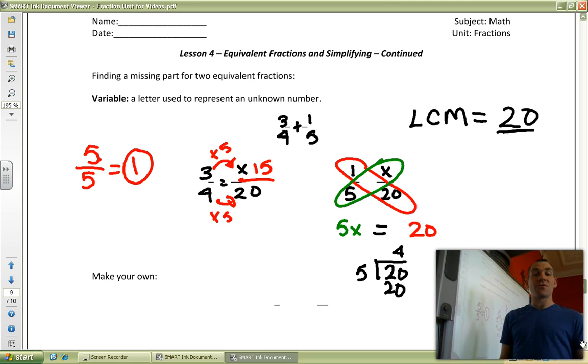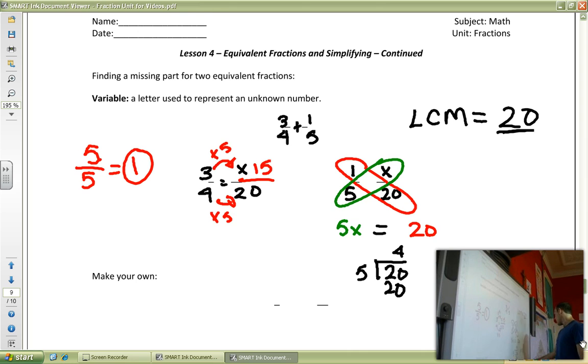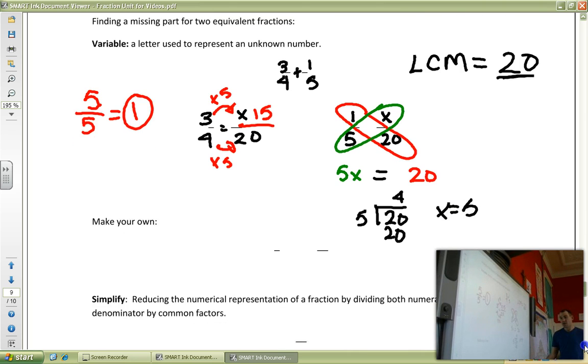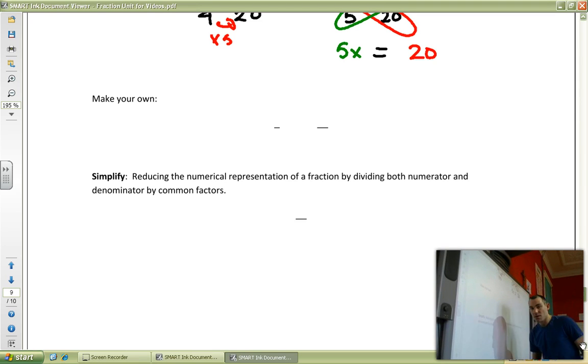Alright, so those are 2 different ways you can find out the missing numerator or denominator for your fractions, and it's something that you'll actually be doing when you are adding or subtracting your fractions. Last off, we're going to get to the make your own section of the video. Okay, we're going to make our own. Got a little bit of erasing to do for you.